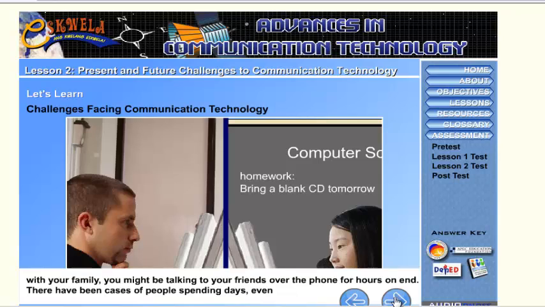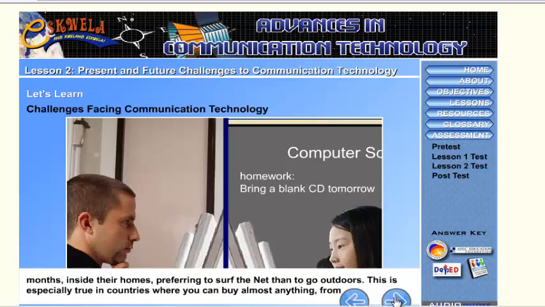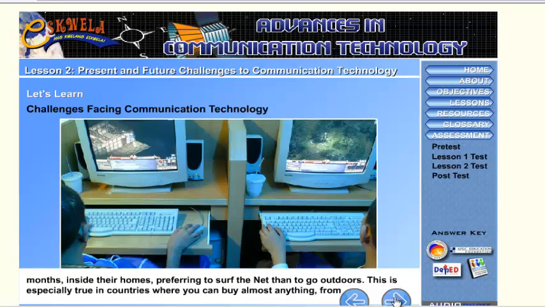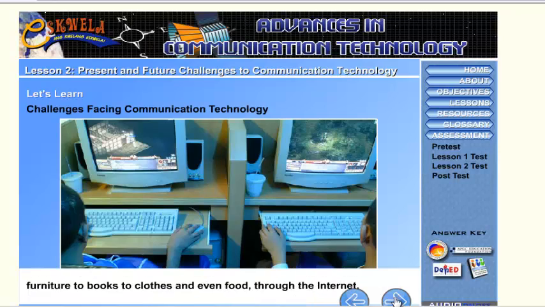There have been cases of people spending days, even months, inside their homes, preferring to surf the net than to go outdoors. This is especially true in countries where you can buy almost anything from furniture to books to clothes and even food through the internet.